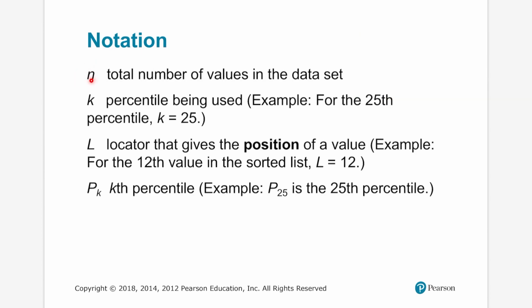N stands for the total number of values, or it can also be called the sample size. K is the percentile being used. For example, if it's the 25th percentile, K is 25. L is the locator that gives the position of the value. For example, for the 12th value in the sorted list, L is 12. PK is the kth percentile. For example, P25 means the 25th percentile.